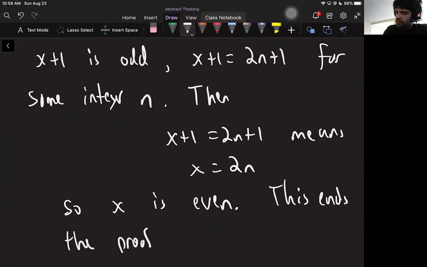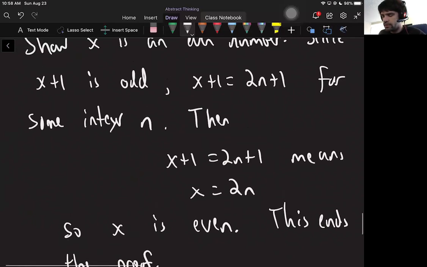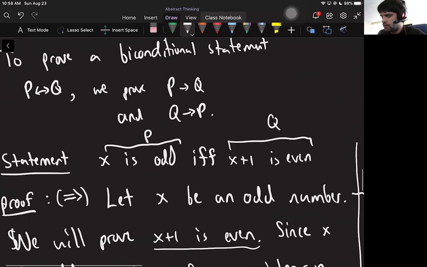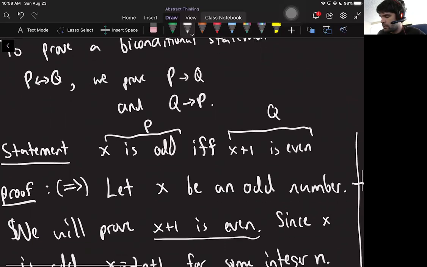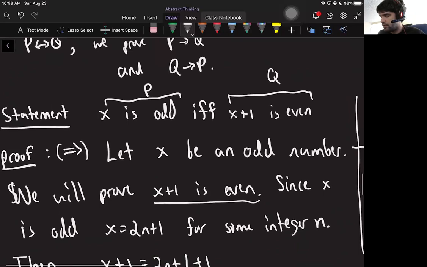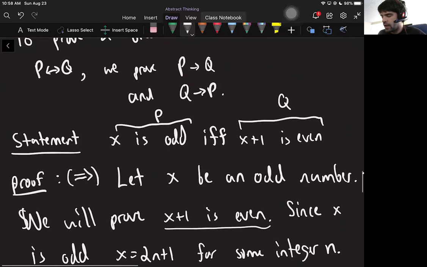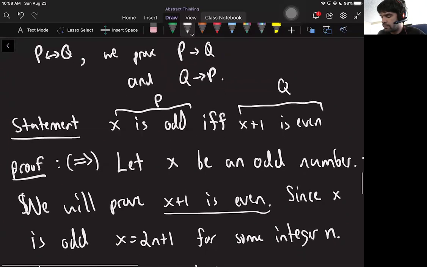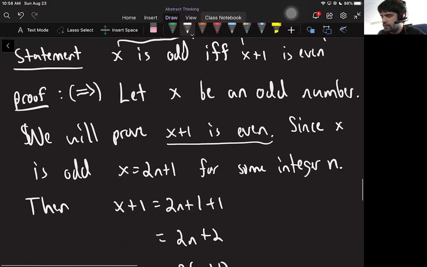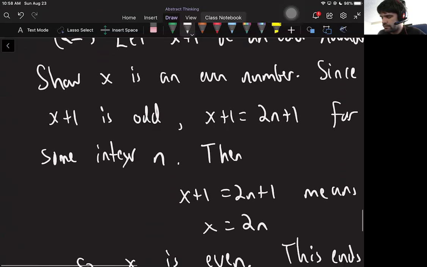I've now shown 2 things. Then it's basically just 2 proofs in one. I've shown P implies Q and Q implies P. So I've shown that these are logically equivalent statements, that they are secretly the same thing. If one happens, the other happens, and vice versa. They're both true at the same time. They're both false at the same time. You can say the same thing in many different ways.